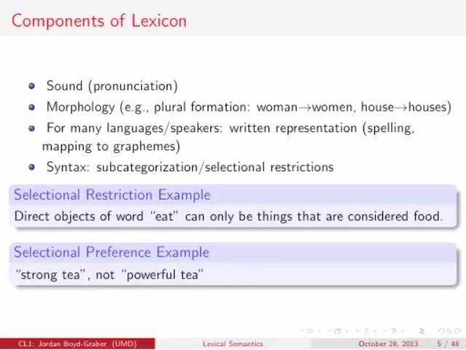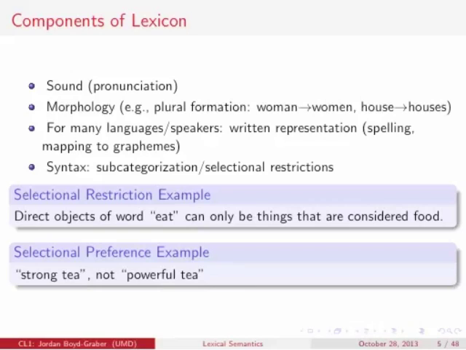And the lexicon has a lot of stuff in it. So one, because the lexicon is used for communication, it needs to encode the sound of words, it needs to encode how words change morphologically. It also needs to represent the written representation, at least for those who have a written language. And it also needs to reflect syntax constraints.